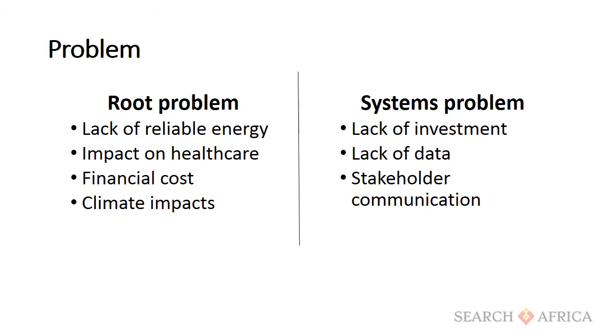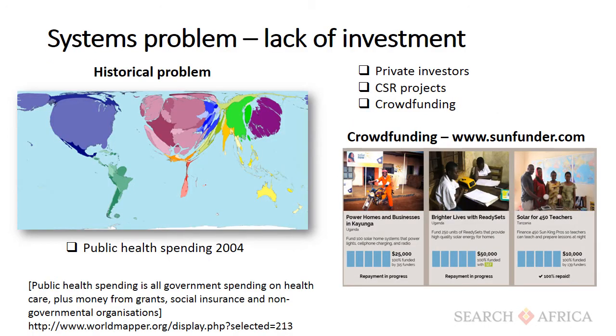The problem we're dealing with can actually be divided into a root problem and the systems problem. The root problem is simply just the lack of reliable energy and the impact it has on the quality of care clinicians can provide. However, down the line, we have identified that there is a systems problem. In essence, this is just the lack of investment in healthcare infrastructure development. Part of the issue is a lack of data to plan interventions, but in addition to that, there is poor communication between stakeholders. So why is there a lack of investment?